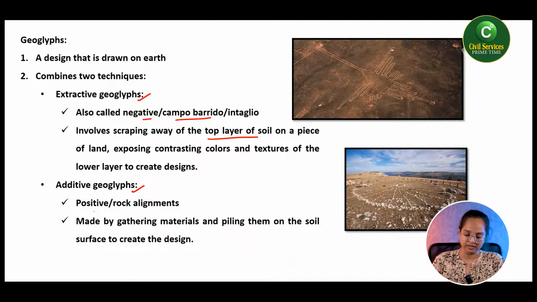And in additive geoglyphs, using the stones, it is gathered. And coming to the additive geoglyphs, it is also known as positive or rock alignments. In this technique, with the help of stones, they create designs, as you see in this picture. They do not carve with stones, but they gather the materials and pile them on the soil surface to create the design.